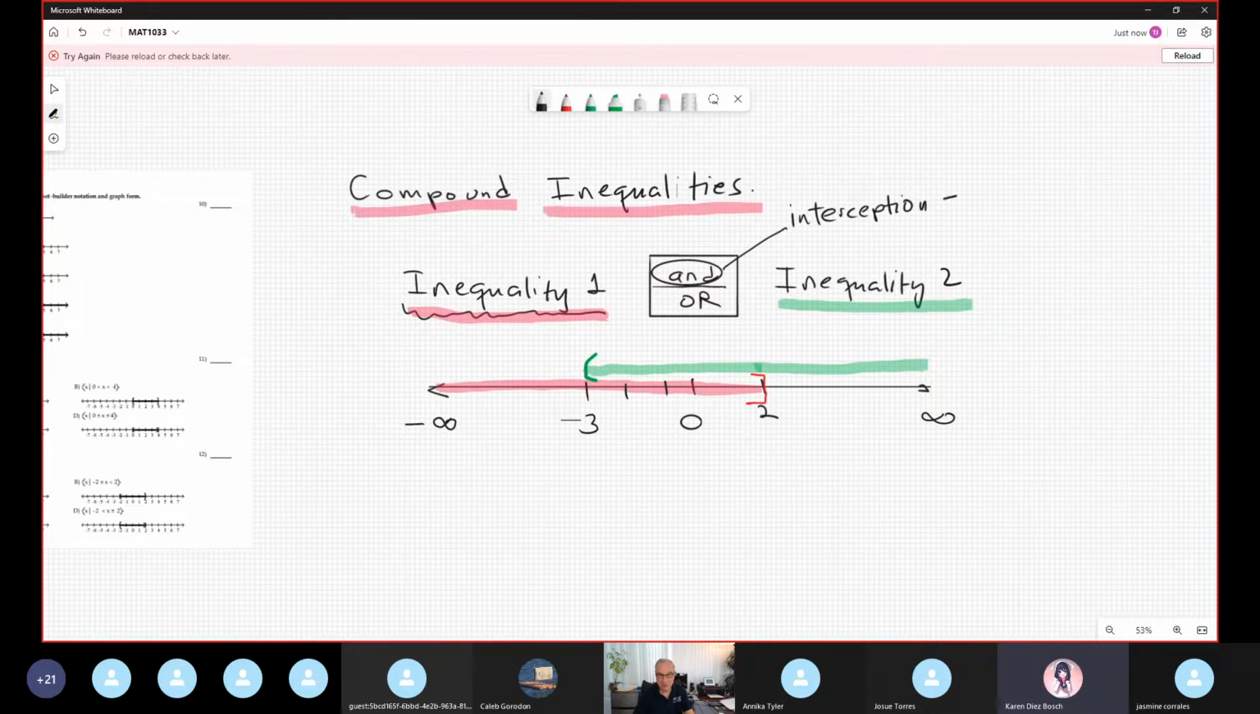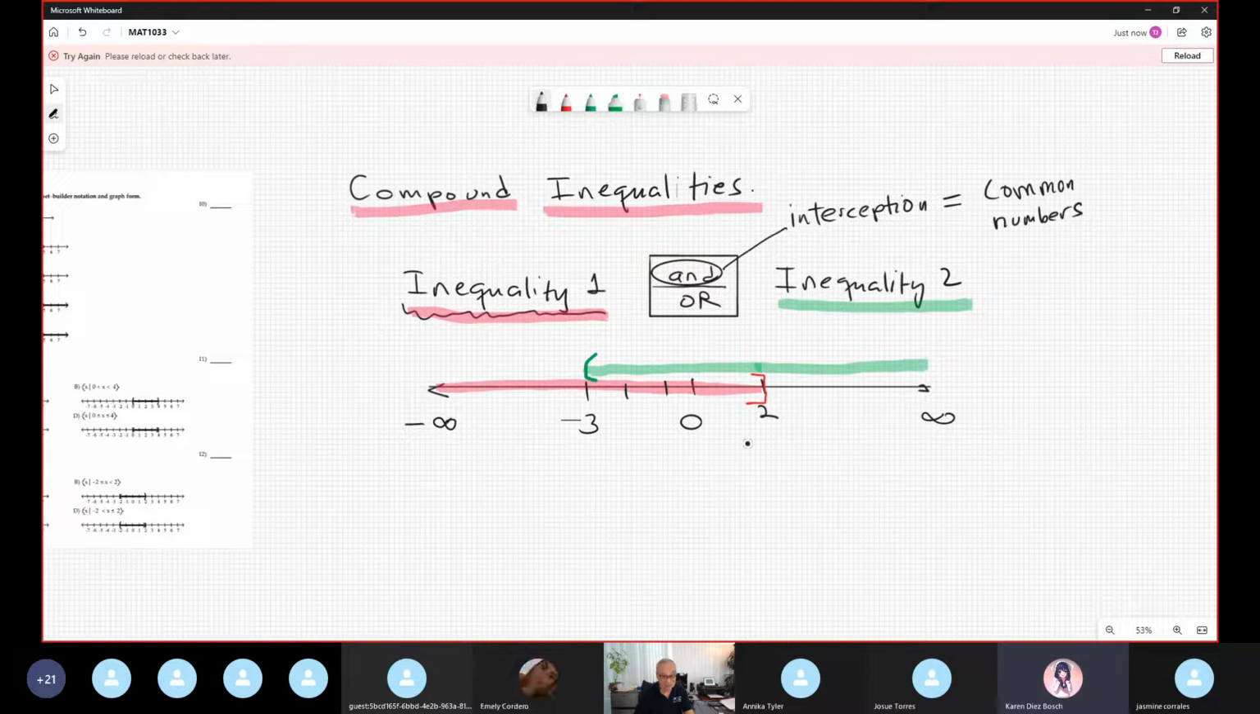An intersection, more clear to understand, is a common part. Common element, common numbers, common interval. So, what is the common number that both inequalities share, the green and the red? Oh, I see that it's between -3 and 2. Yes or no?